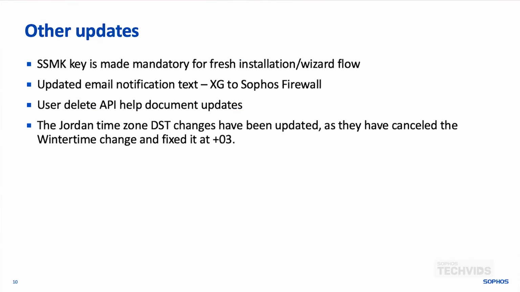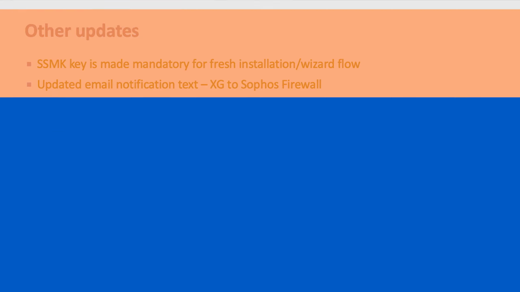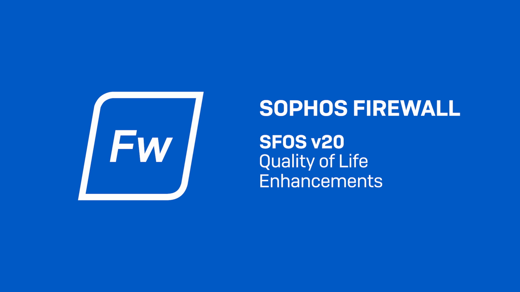There are also some minor tweaks we've made, such as making the secure storage master key mandatory for fresh installation flow. This gives a more secure firewall state from the beginning. We've updated the Sophos Firewall branding in email alerts and notifications. Furthermore, we've updated the user delete API help document to better support delete API execution. We've also adjusted DST-related time zone changes, especially for the recent changes in the Jordan time zone. And that covers the quality of life enhancements in Sophos Firewall v20.